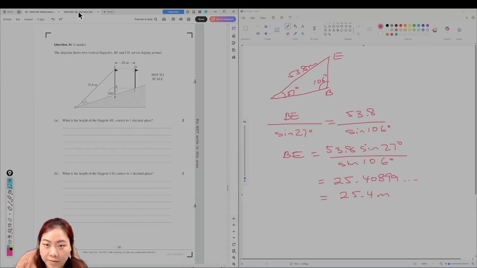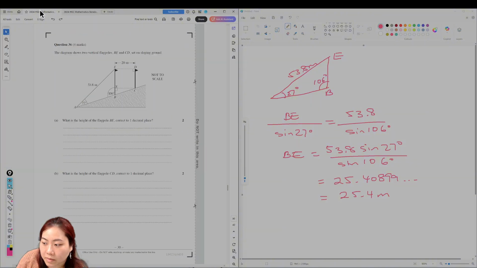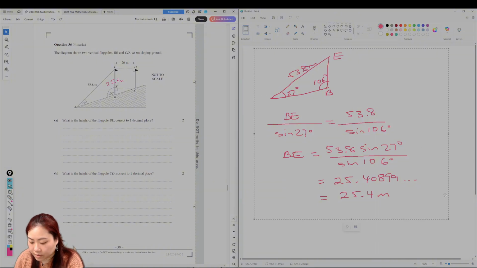Let's check if I'm right first. 25.4 meters, good. B, what is the height of flagpole CD? Correct to 1 decimal place. I'm just going to write this down on this page. This is 25.4 meters. Then I'll clear this off.